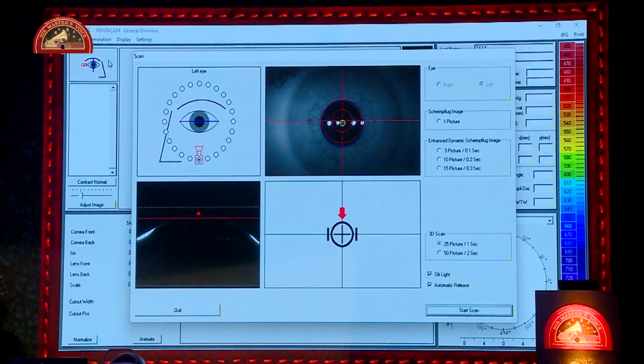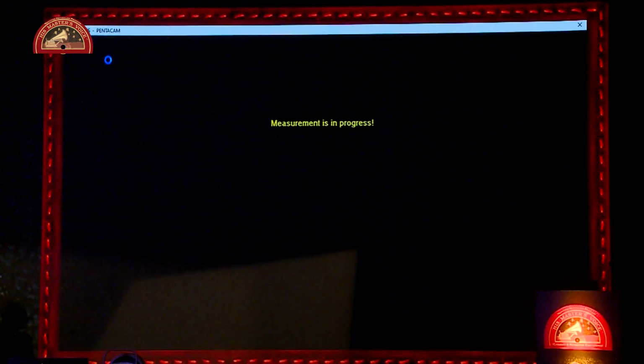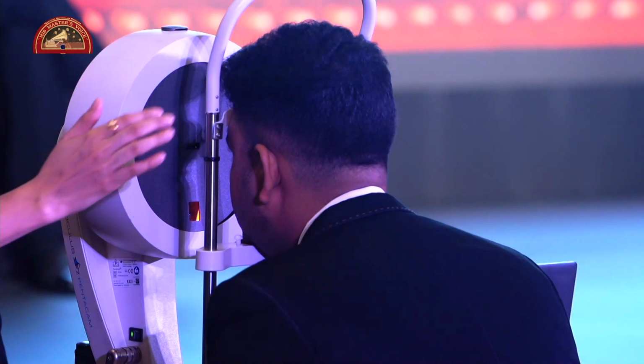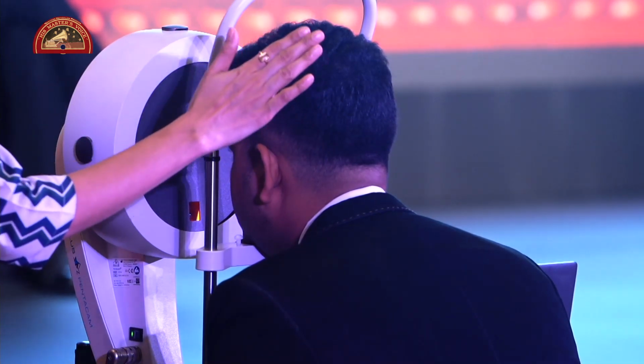Once we start the capture, make sure that you look from the side. Make sure that the blue light coming from the slit of the Pentacam illuminates the entire cornea. There should be no head tilt or head turn.